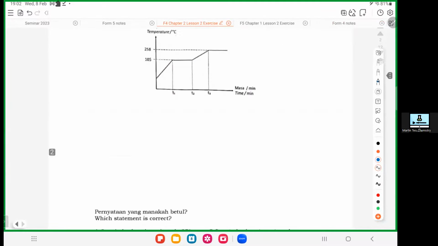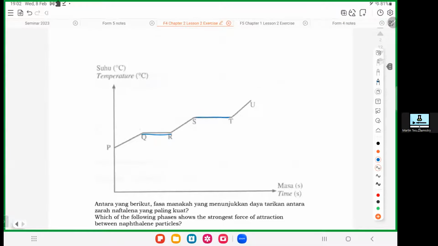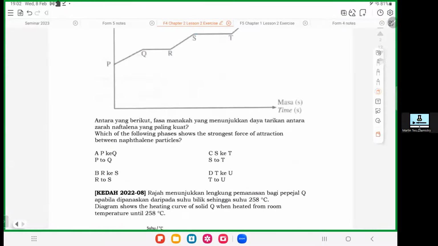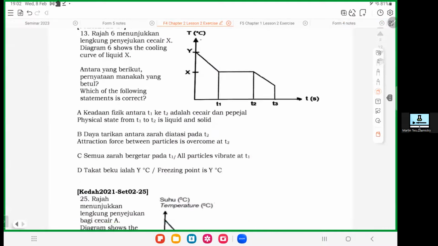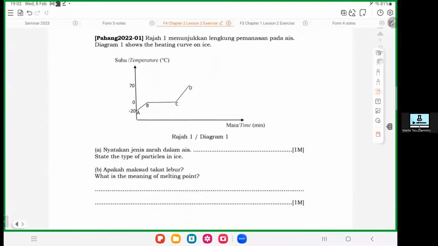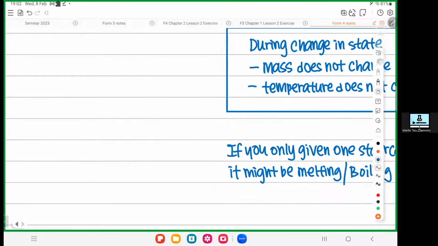Two staircases is very easy. Two staircases means two horizontal lines. This one must be melting, this one must be boiling. But what if you only have one staircase like this? When you only have one staircase, maybe it's melting or maybe it's boiling. So how do you know whether it is melting or boiling?